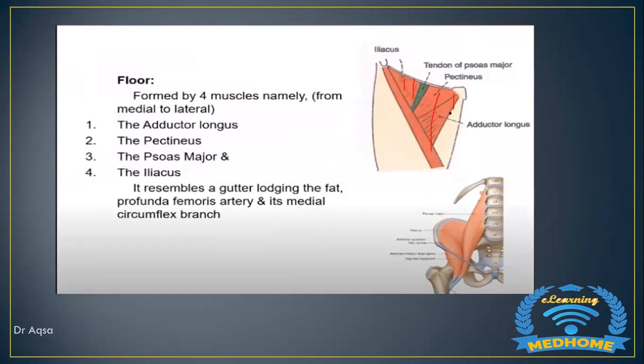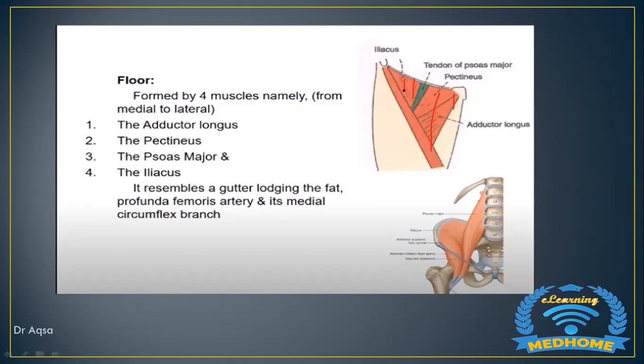In the exam, there was a question in 2016. All the muscle names were there, and they asked you from lateral to medial. Now here I have put the names of the muscles from medial to lateral. That is, the first muscle is the adductor longus. Then we have the pectineus muscle. Then we have the tendon of psoas major muscle and iliacus muscle.